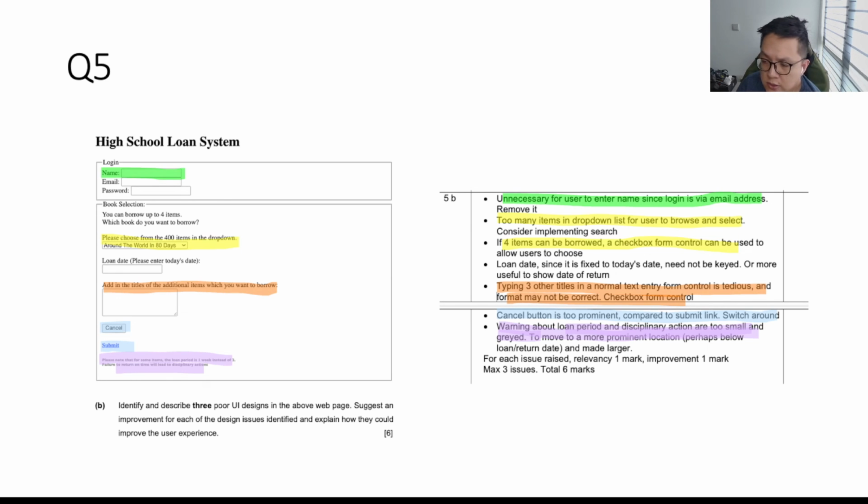Okay, generally this question most of you got close to full marks. So I think this is something quite easy for you to pick up. Okay, that's all for my part.